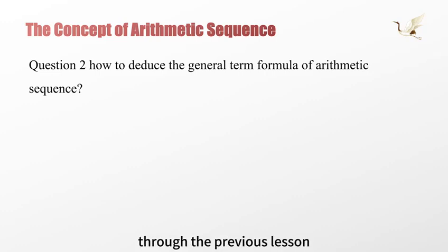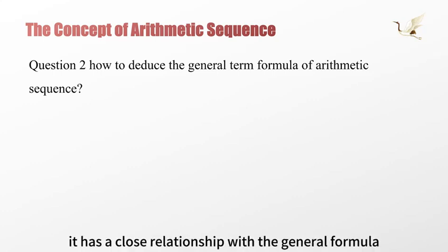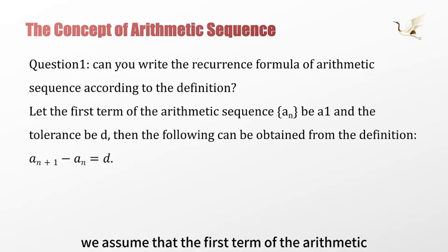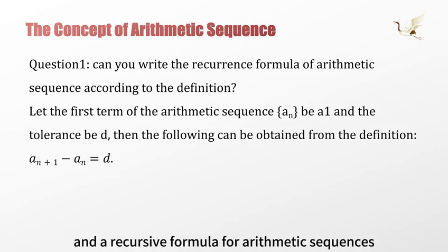Through the previous lesson, we learned that in addition to the general term formula, the recursive formula is also a representation method for sequences. It has a close relationship with the general formula. So, can you write a recursive formula for arithmetic sequences based on the definition? We assume that the first term of the arithmetic sequence {a_n} is a_1 with a common difference d. According to the definition, starting from the second term, the difference between each term and its preceding term is equal to the same constant, which can be expressed in symbolic language as a_(n+1) minus a_n equals d.